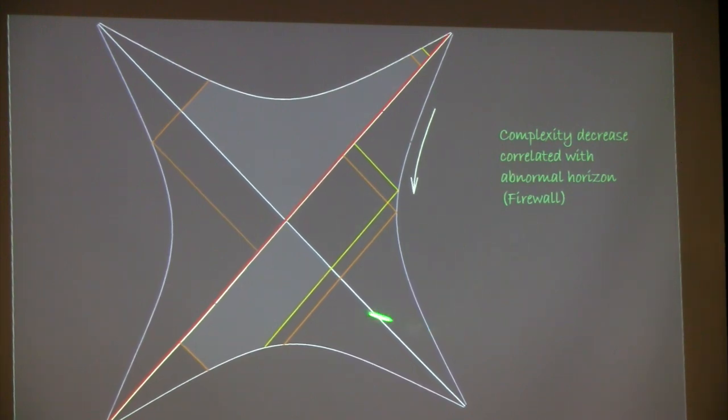That decrease of complexity appears in a great many cases. In all of the cases I know where this kind of thing happens, it is always correlated with an intense shock wave just behind the horizon. We could call that a firewall. It is what I think of as a firewall, associated with the abnormal situation of decreasing complexity. But for a white hole, there it's decreasing.